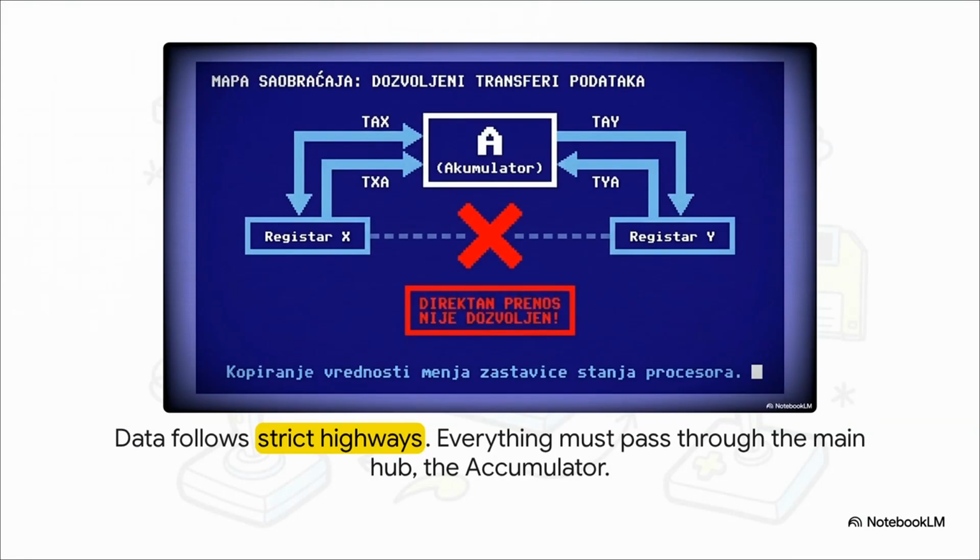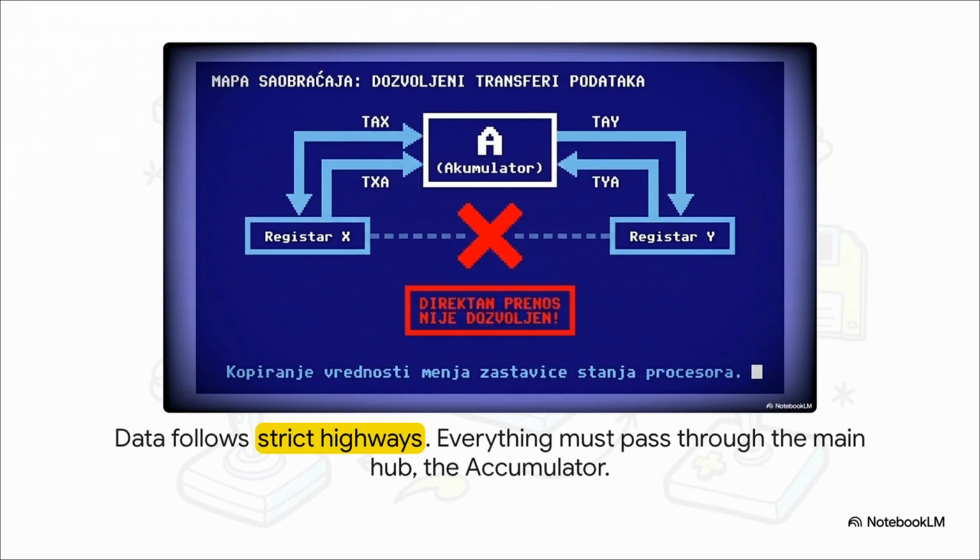Now, this diagram shows a really fundamental rule of the road inside that processor. You can't just move a piece of data from register X straight over to Y. No way. Everything has to pass through that main hub, the accumulator. This forces programmers to be super deliberate, planning out every single step of their data's journey to save those precious clock cycles.